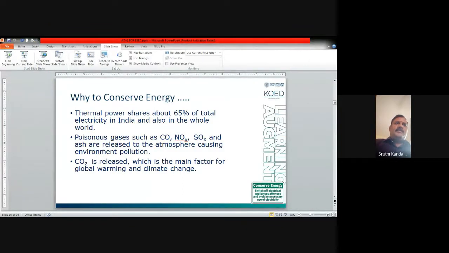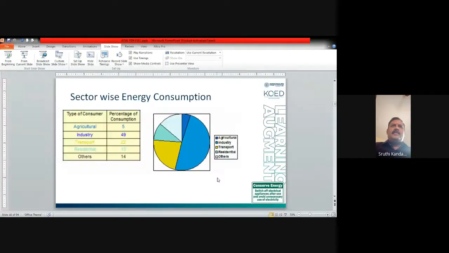These thermal plants generate poisonous gases such as carbon dioxide, carbon monoxide, nitrogen, sodium. So these are all released into the atmosphere, causing environmental pollution and affecting the ozone. So this is the sector-wise power consumption. These things we already know very elaborately: agriculture sector, residential, transport, the others, industry, everything.